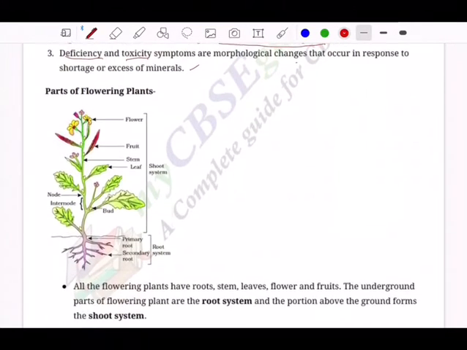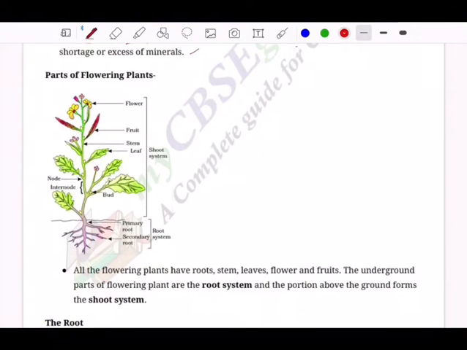So, parts of flowering plants. We are starting with the root system: primary root and secondary roots. Then we come to the shoot system. In the shoot system we have a main stem, vertically going towards the sky. We have a leaf, fruit, and a flower at the apex. In the stem, the point where a branch or leaf arises is called a node. The area between two nodes is called an internode, and there can be vegetative buds.